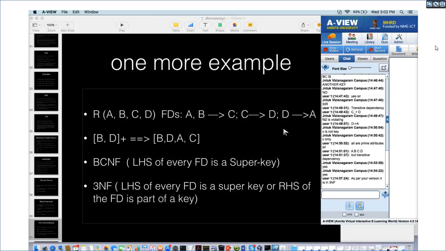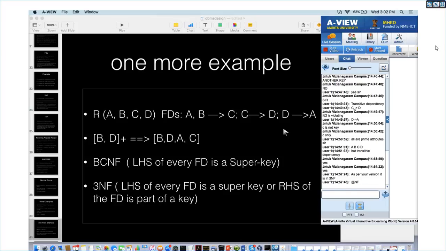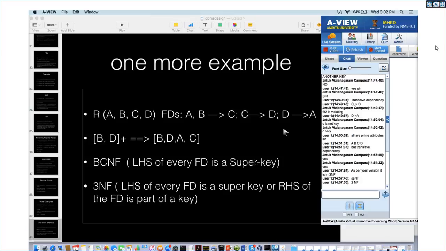As per my version, it is in 3NF, right? What about your version? According to you, which normal form is it in? See, this is what I want you to tell me. If I'm making a mistake, that's where you will learn. It came as 2NF. What is the reason why it is in 2NF?